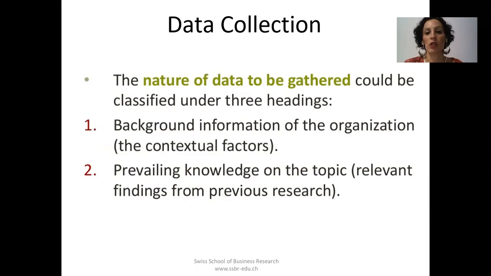Which brings us to data collection. First of all, we have to see what kind of data we have to gather in order to know where we have to go find our research, find our information. So we could classify it into three different categories. First of all, we need to know what's the background information. And usually we need to get information about the organization. Number two, we have to know what has already been researched out there on this topic. So you can go to other organizations or perhaps market information that's already out there about that specific topic itself.